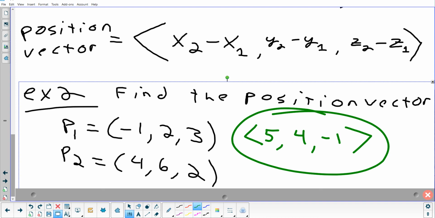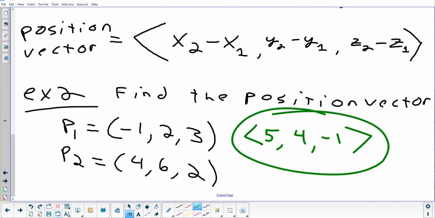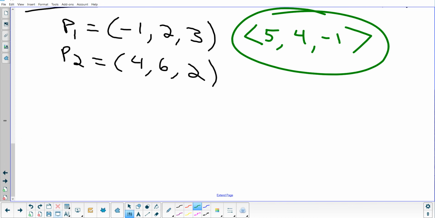There you go. So that is the position vector written with the angle brackets. If they wanted it as a unit vector, you could do it like this. 5 of the i's plus 4 of the j's.